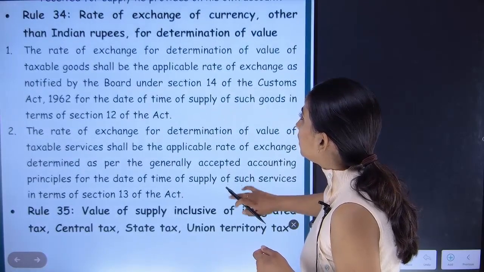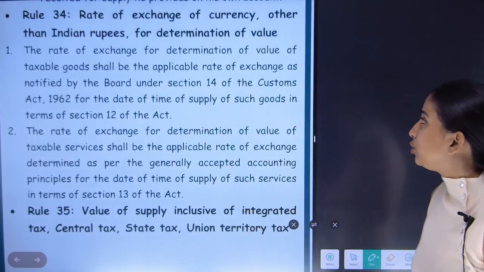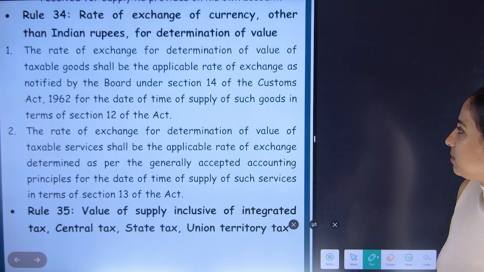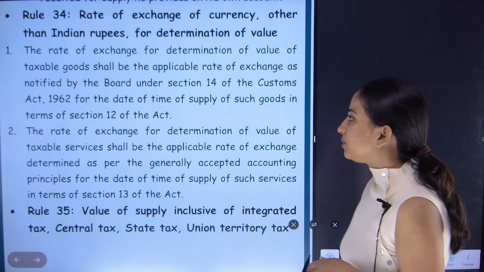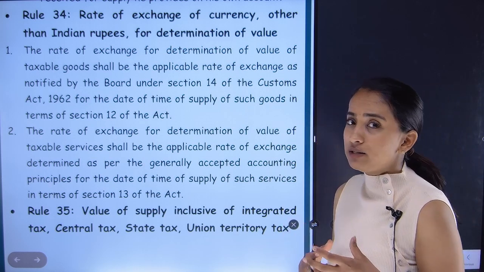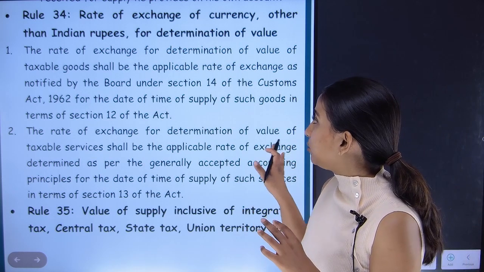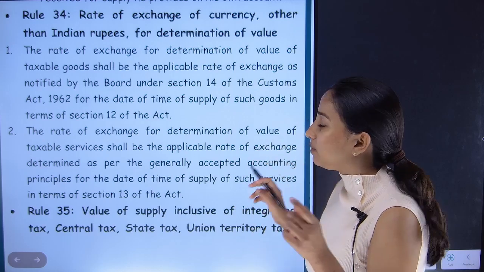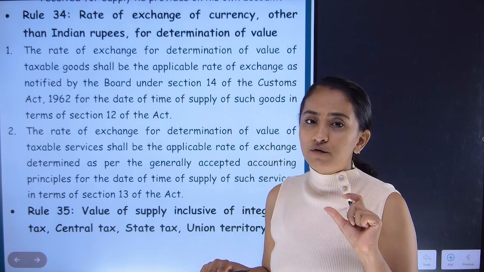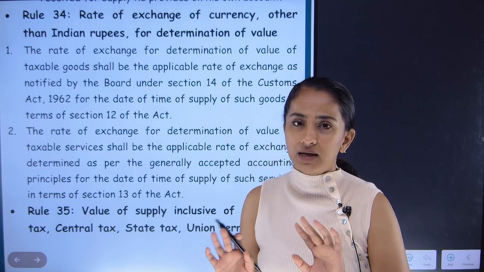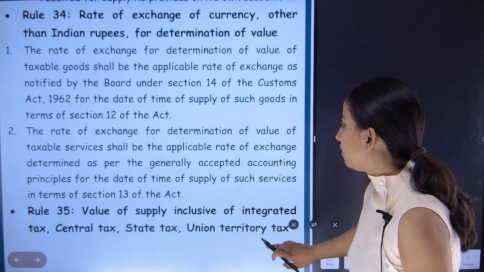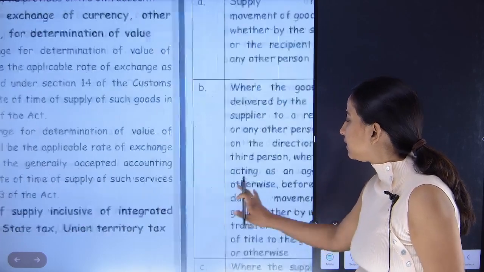Okay, now rate of exchange of currency other than Indian rupees for determination of value of supply. So here, for goods, if at all this is other than Indian rupees, then you will consider the CBIC rate for goods. For services you will consider Indian GAAP rates. Simple. Okay.